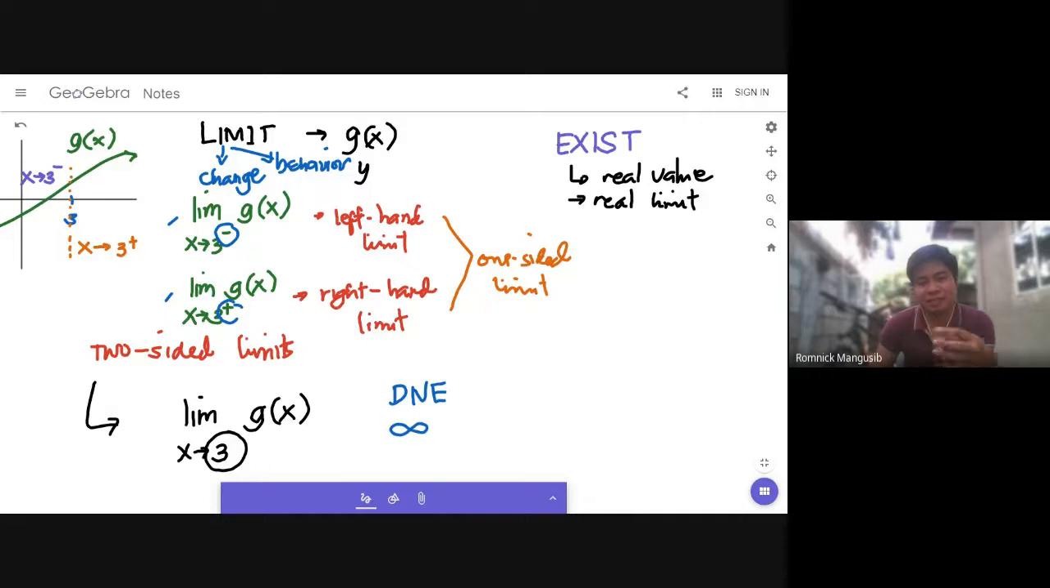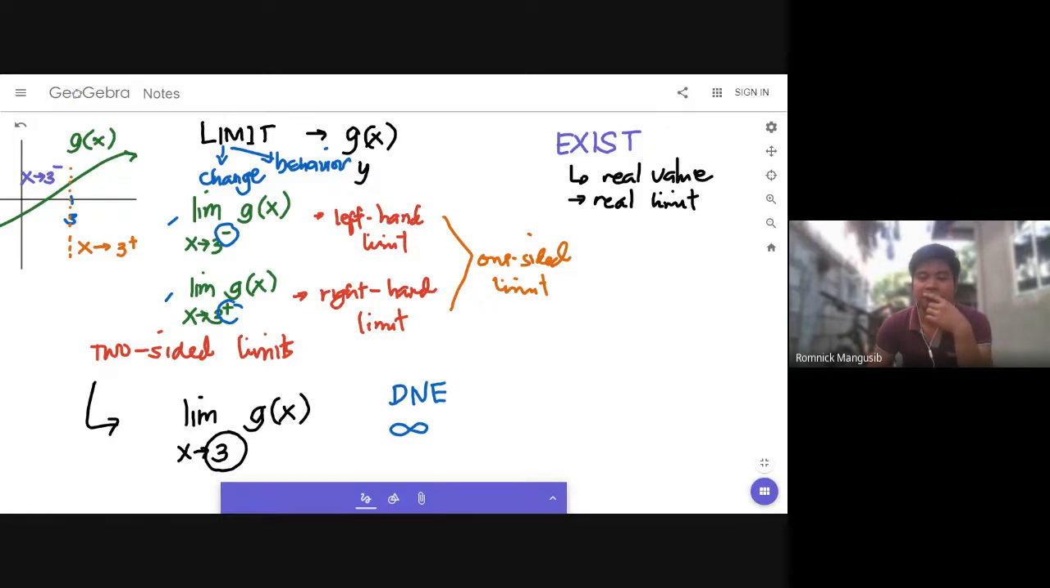So when you say it does not exist, then there is a possibility that you're not referring to a real number, but you are referring to an imaginary number, or the number that is not part of the real number system. O sige nga, to test you, tanungin ko nga ang dalawa sa inyo kung anong real number system.